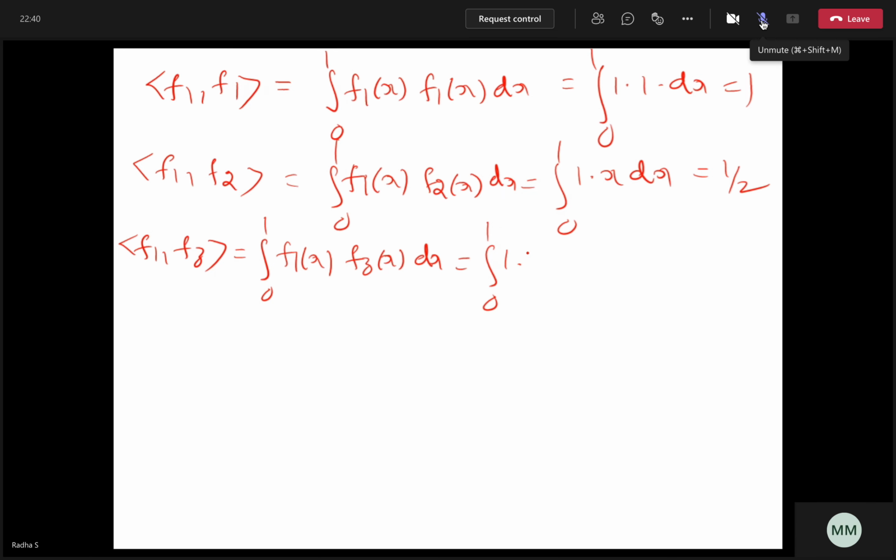1 into, what is F3 of x? x square. So 1 by 3. Sorry, 3 we have evaluated, only 3 more left out, right? F2, F3.